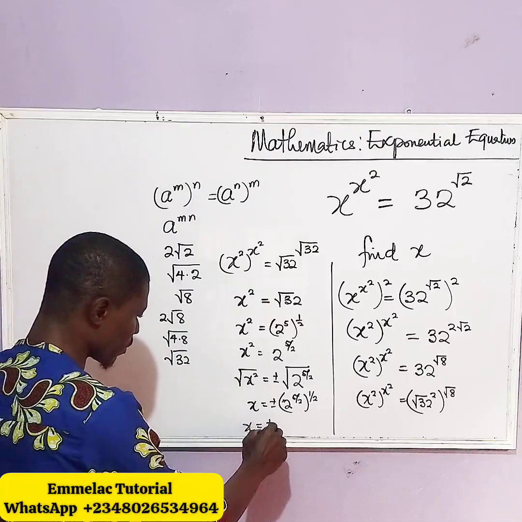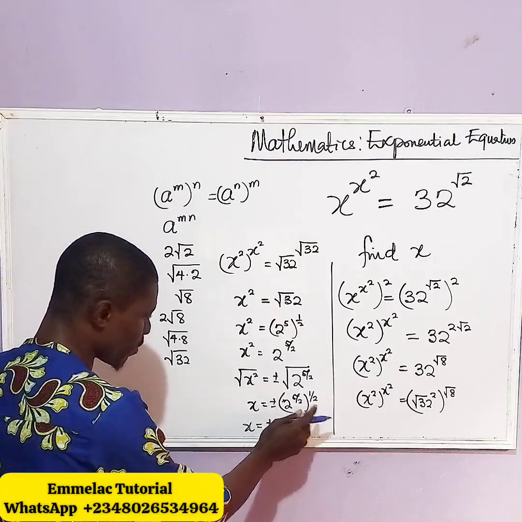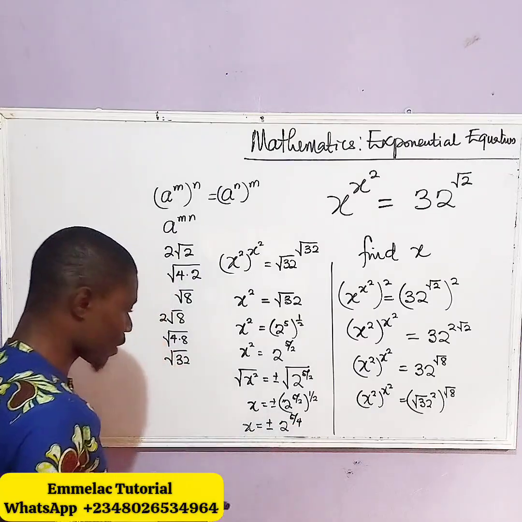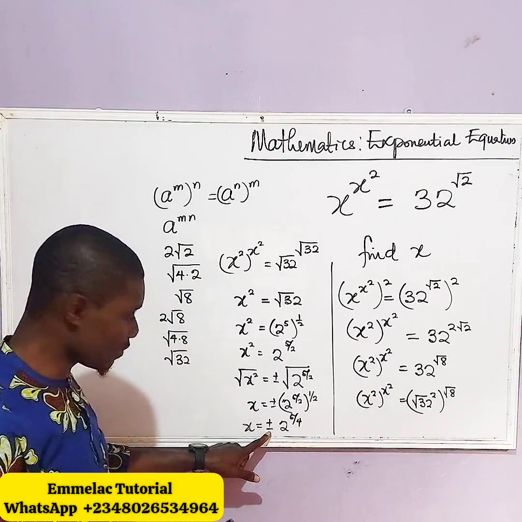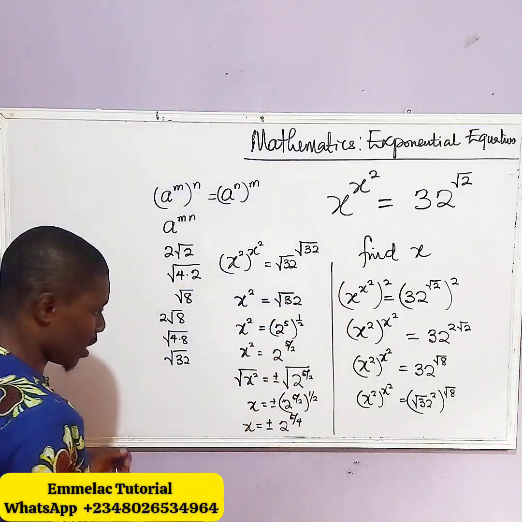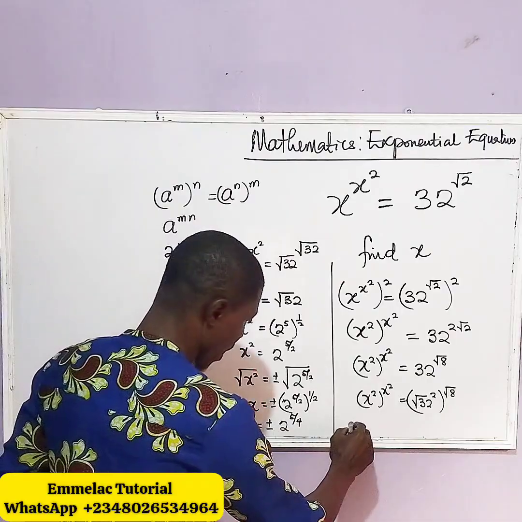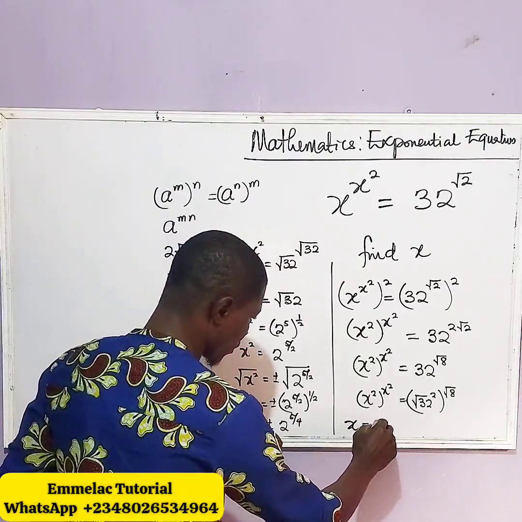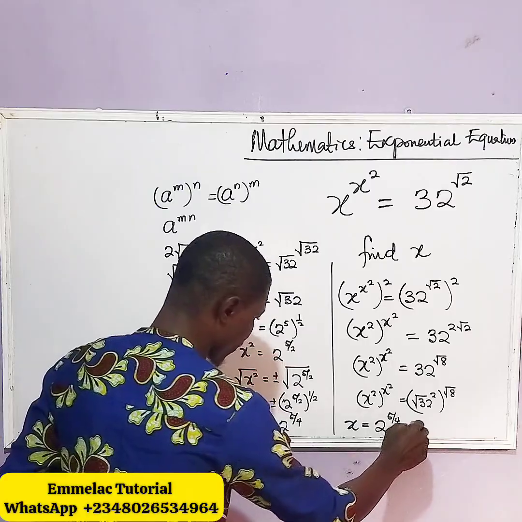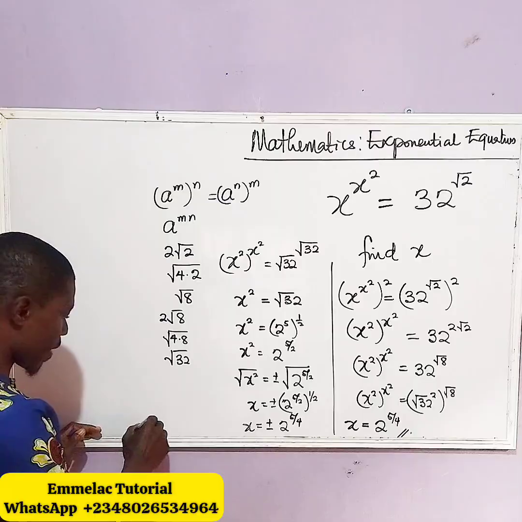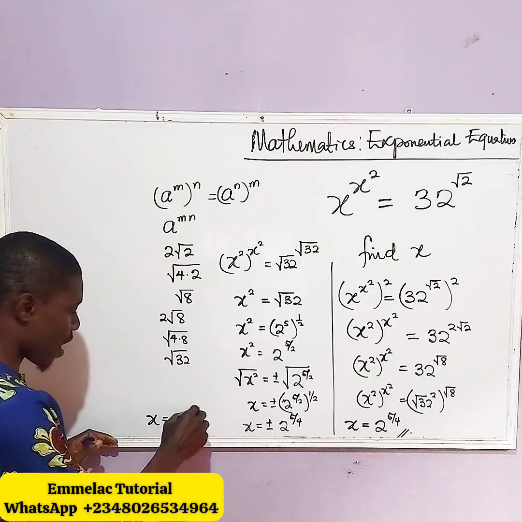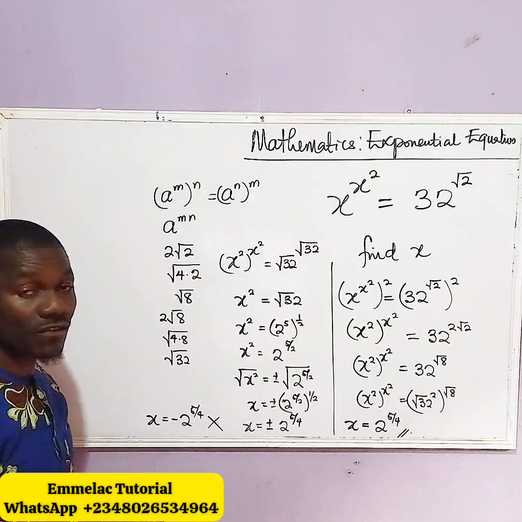Now giving us x then equals plus or minus 2 raised to the power of, multiplying the exponents together here, 5 all over 4. However, the negative value of x does not satisfy the equation. So we can agree here that our x equals 2 raised to the power of 5 all over 4 as the final answer, whereby x equals negative 2 raised to the power of 5 over 4 is not valid.